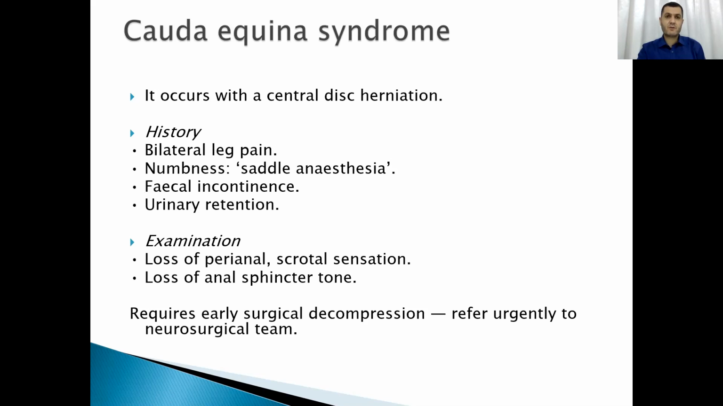The last thing we talk about is cauda equina syndrome. Cauda equina syndrome is very important. It occurs with central disc herniation. It might cause bilateral leg pain, saddle anesthesia, fecal incontinence, and urinary retention. On examination, you have loss of perianal and scrotal sensations, and loss of anal sphincter tone. It requires early surgical intervention, because if it's not treated within 24 to 48 hours, the patient might end up permanently disabled.